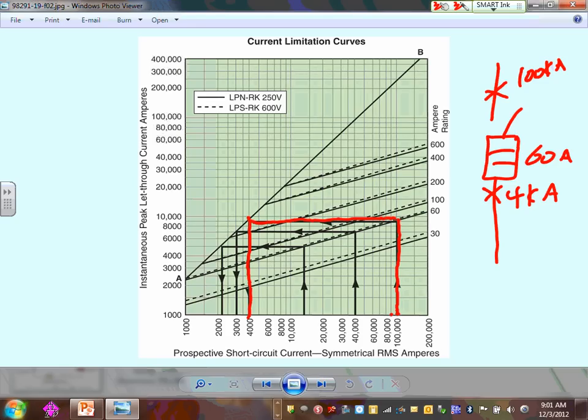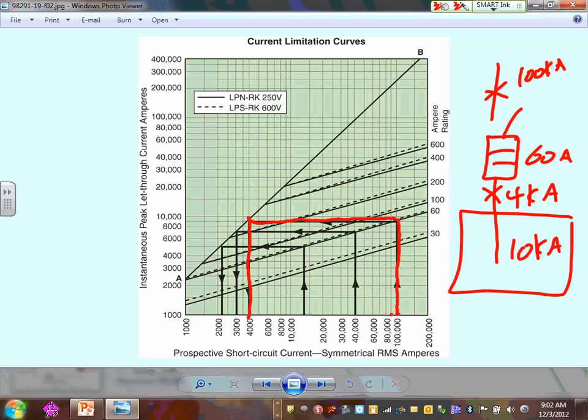Why do they limit? Because they open within a quarter of a cycle. Can you guys see that? Suppose this equipment withstands 10 kiloamps. If my equipment is rated for 10,000 amps, and on the line side of the fuse I have 100,000, the fuse is going to only let through 4. Am I good? Yeah, I'm good. We're only letting through 4. If you don't have a current limiting fuse, this 100,000 amps will dump right through your panel or equipment. Then this equipment has to be rated 100,000.